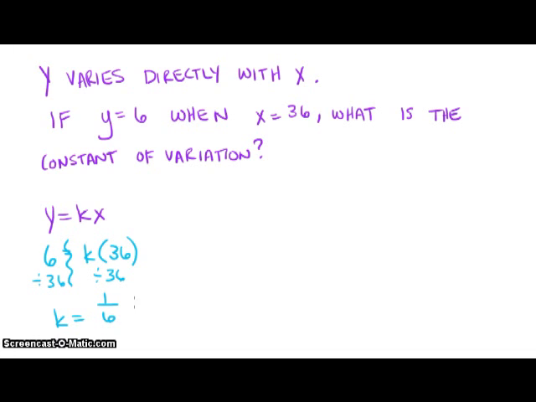6 over 36 will simplify to 1 over 6. And that's it. You're done with the problem because all it asked for is what is the constant of variation. And 1/6 is the constant of variation. Right, let's look at another one.